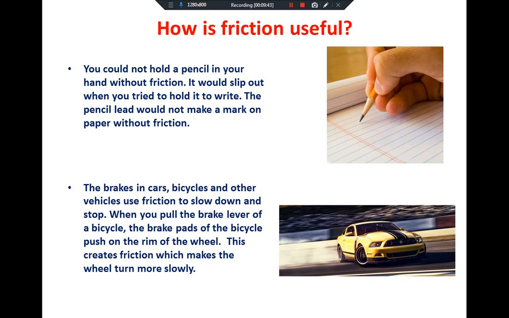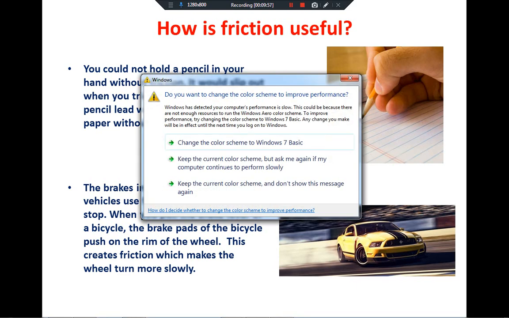When you pull the brake lever of a bicycle, the brake pads of the bicycle push on the rim of the wheel. This creates friction, which makes the wheel turn more slowly.